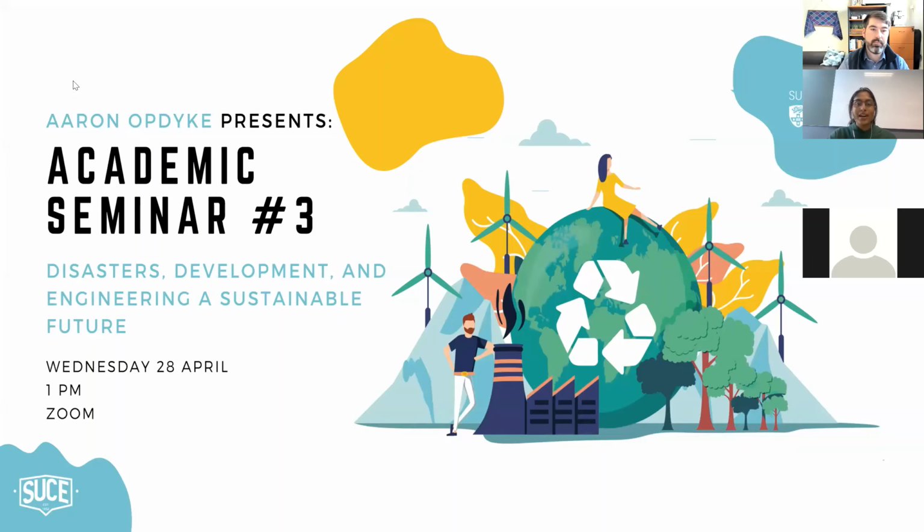Today we are joined by Dr. Aaron Opdyke, who will give a presentation on disasters, development, and engineering a sustainable future. He has been with the University of Sydney since 2018 and works as a lecturer for Humanitarian Engineering with a research and teaching focus on disaster recovery and sustainable development. He has received a Bachelor of Science in Civil Engineering with honors from California Polytechnic State University. He holds a certificate in college teaching, a Master of Science in Civil Engineering, and a PhD in Civil Engineering from the University of Colorado Boulder.